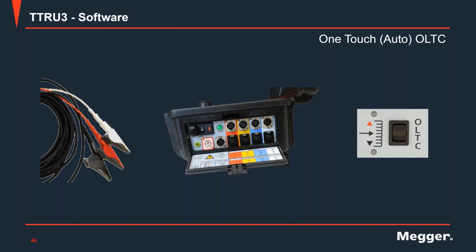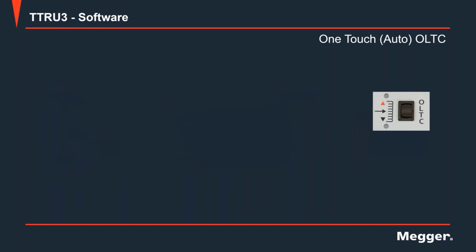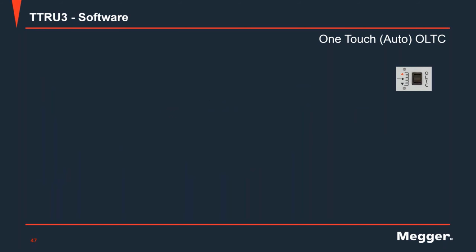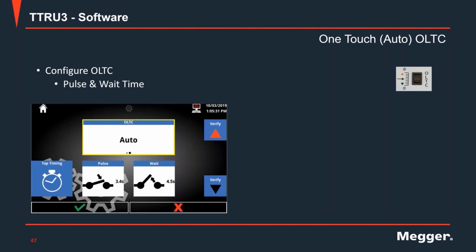So you have direct control of the tap changer from the unit. And better yet, those changes you can do obviously manually with the switch, that I'm showing right now. But with the one touch OLTC, you have two ways to configure it. The first one is just by you manually indicating to the software what the pulse time and the wait time for your tap changer are.